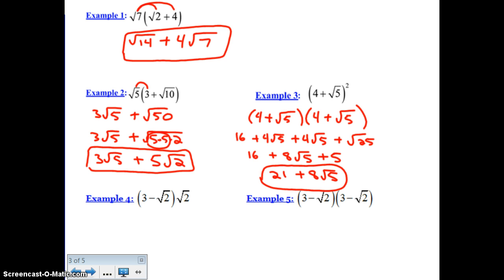In example number 4, this radical 2 is over here on the right side, and we're just going to distribute that. Now simplify, and you're done.